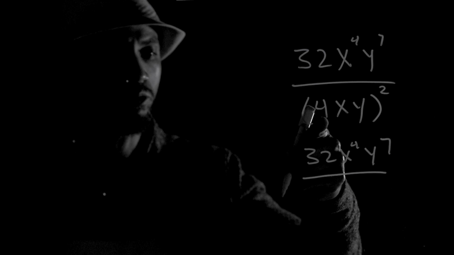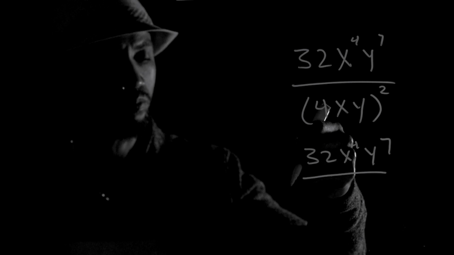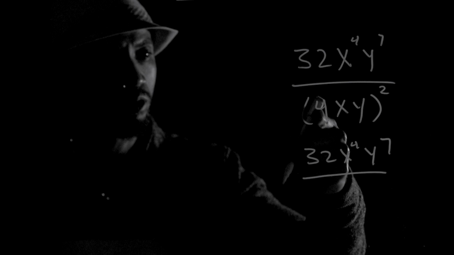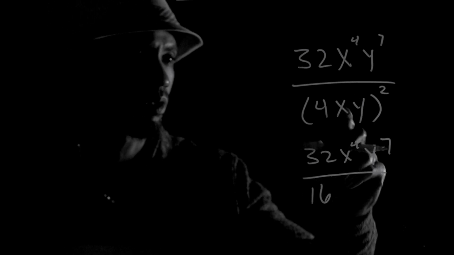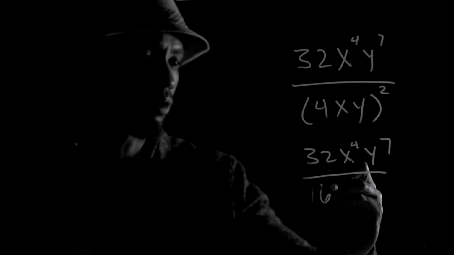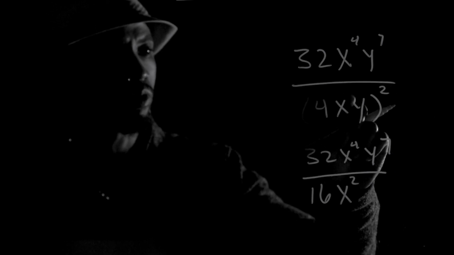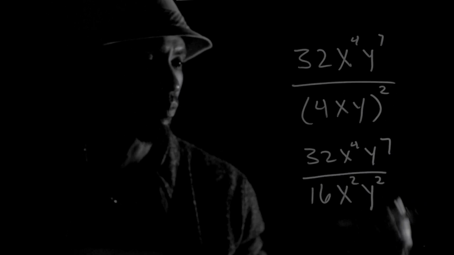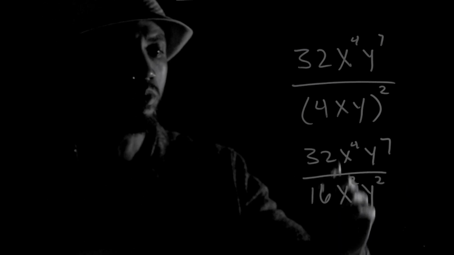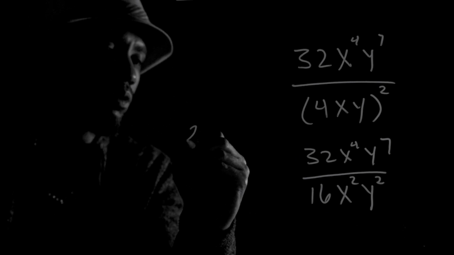4 squared. Remember, the coefficients are being squared to the outside exponent, and then the variables are being multiplied. Okay? 4 is being squared, so you get 16. That's a 1, that's a 2. You're multiplying that, that's the power rule. 1 times 2 is 2, so that's x to the 2nd power. And that's a 1, and that's a 2, so that's 1 times 2 as well, so that's y to the 2nd power. Okay? And now we're going to reduce our fraction here. Reduce our fraction. 32 over 16 is 2.